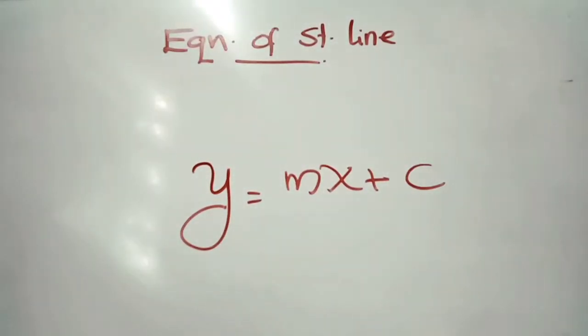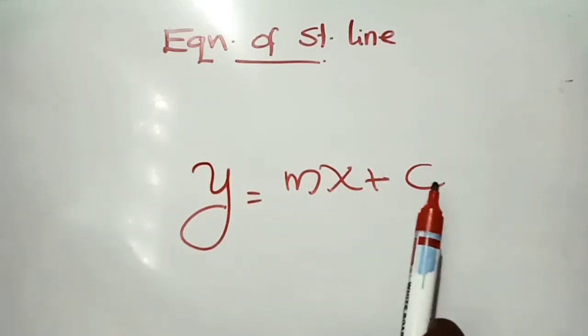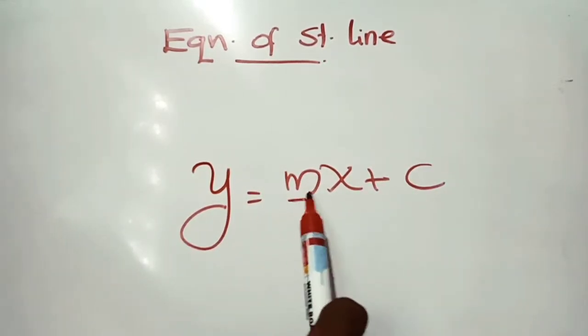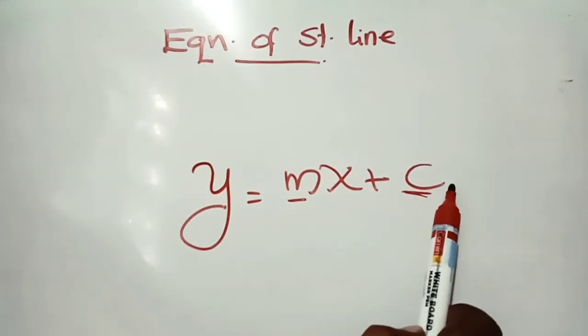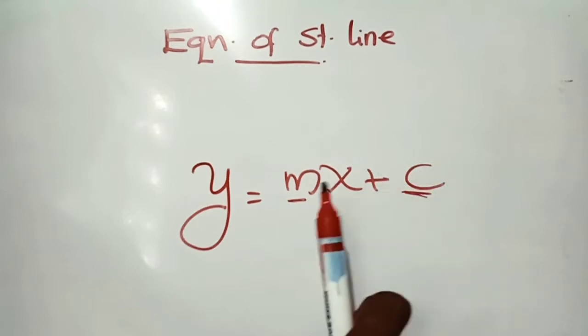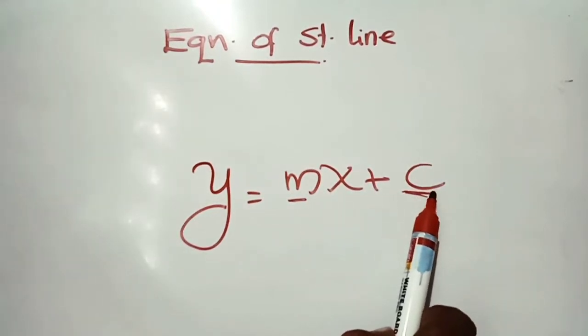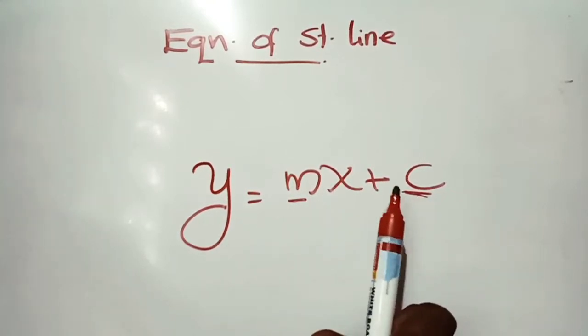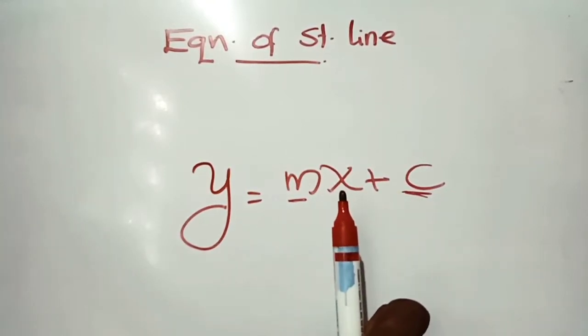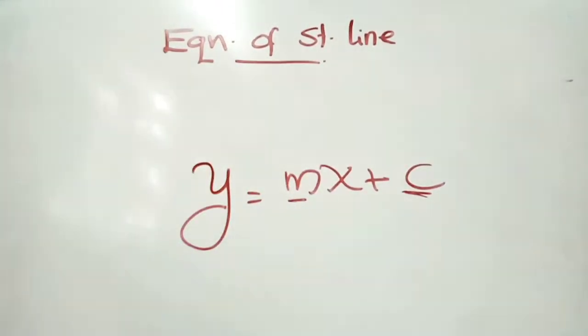So the equation of a straight line is y is equal to mx plus c, where what is m? Yes, m is the gradient and c is the y-intercept. Usually this equation is known as the slope-intercept form of a line. What is it? The slope-intercept form of a line is y is equal to mx plus c. Now let us discuss a few example problems.